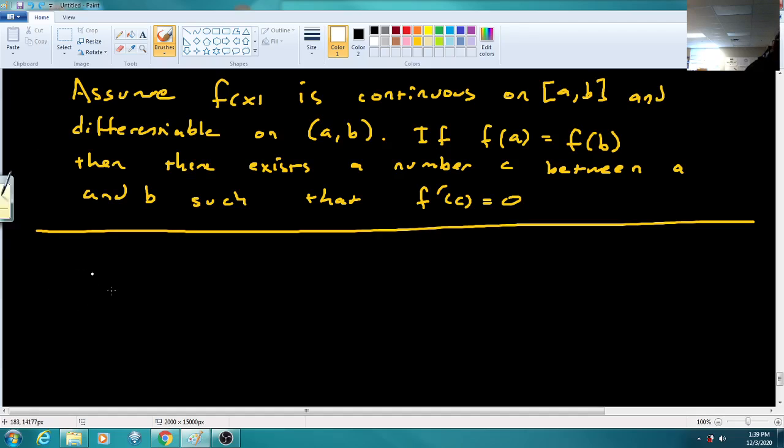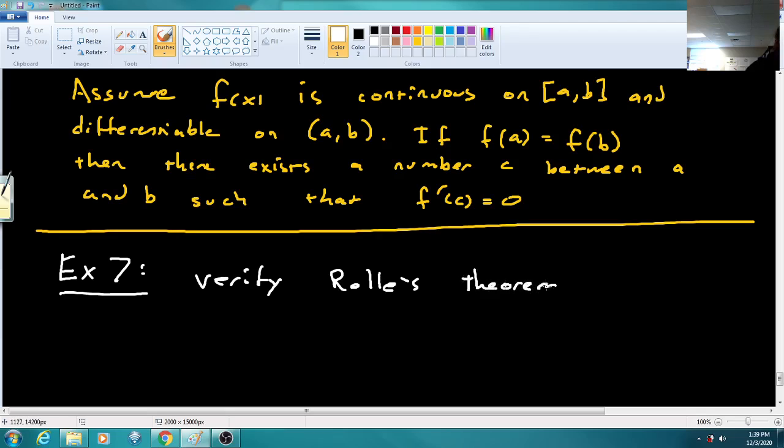We're going to say, for this example, you know, we'll just do example 8 also. We'll do them both. We want to verify Rolle's theorem for the function f of x equals x to the fourth minus x squared on the interval -2 up to 2.